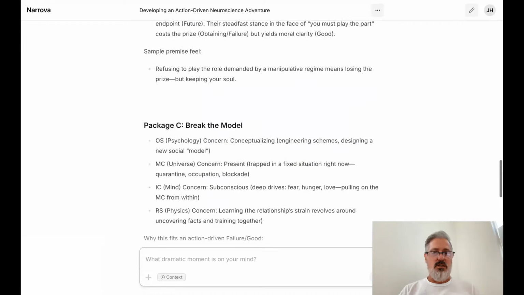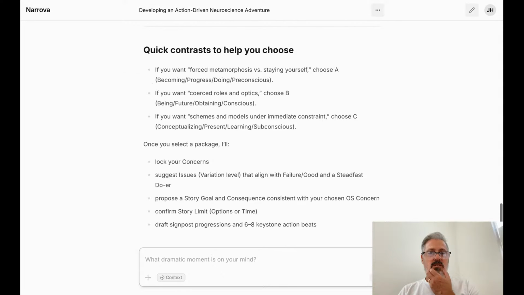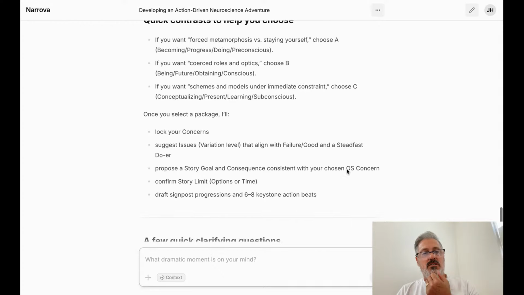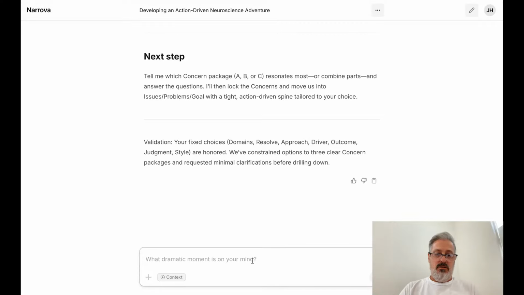And then this one is off as well. Okay, this is great. If you want forced metamorphosis for sustaining yourself, choose A. If you want coerced roles and optics, choose B. If you want schemes and models, go with C. So I will say, because I am Dramatica, I will say A, some of those concerns don't line up. You sure about all that?